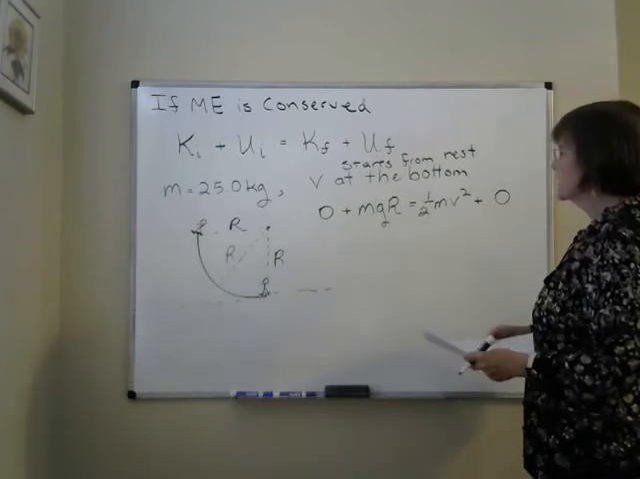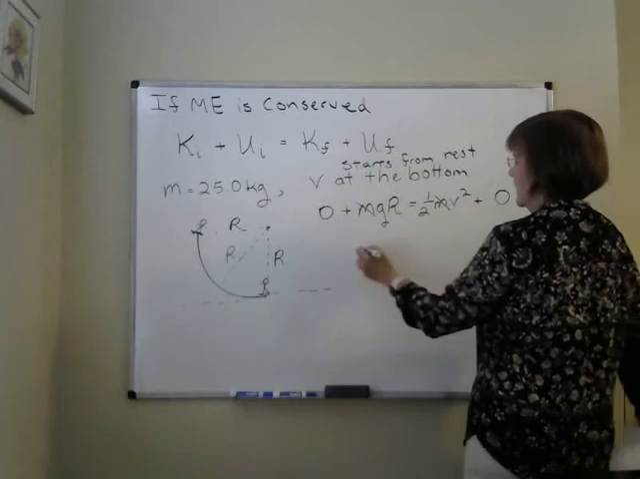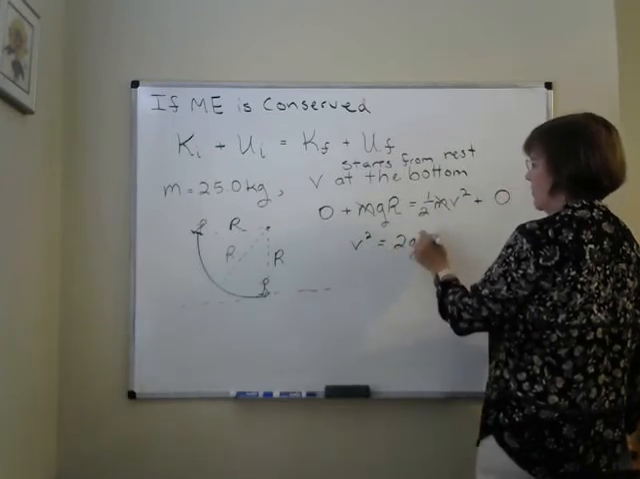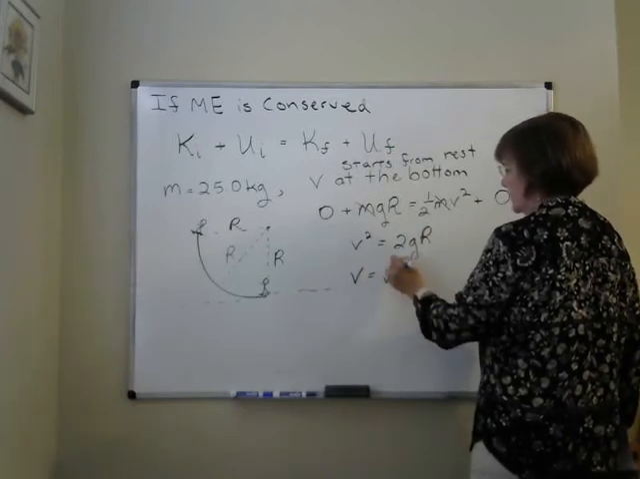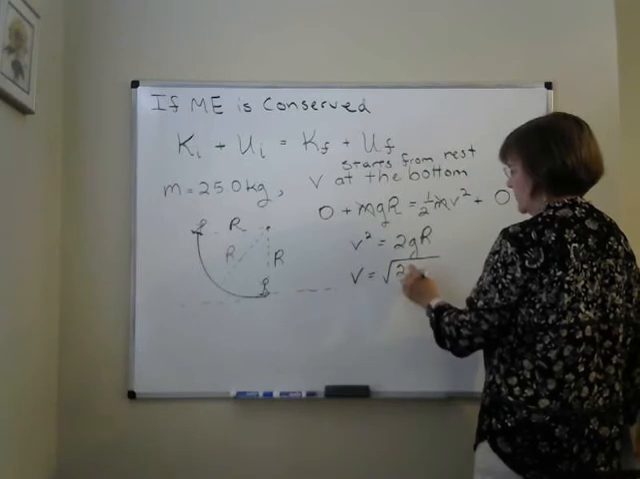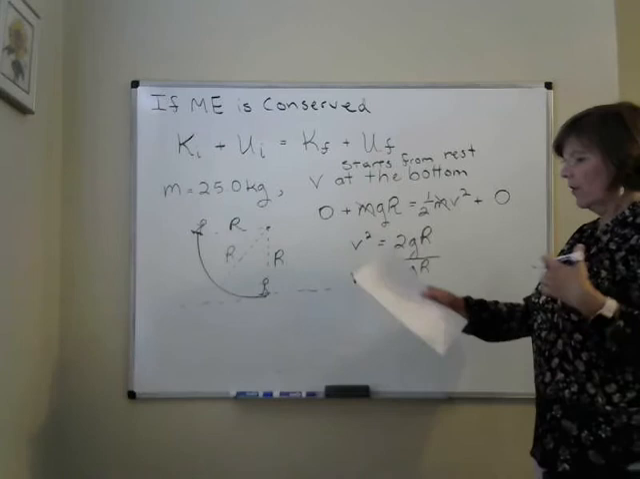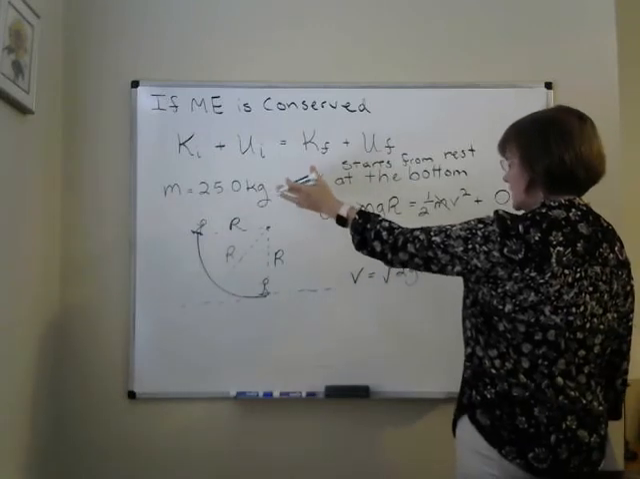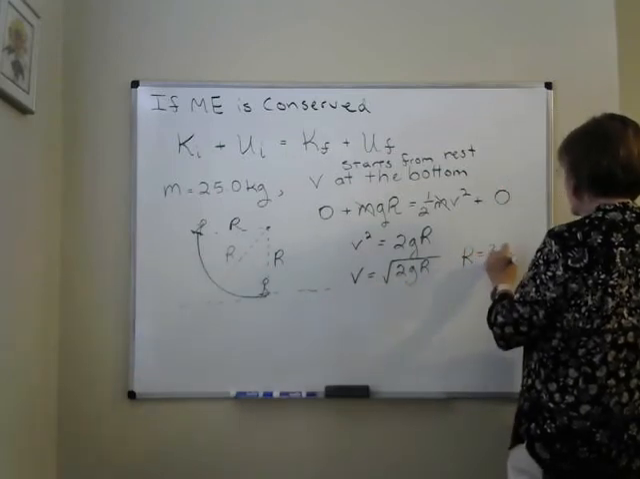So if we want to solve for V, we notice the m's cancel. We end up getting V squared equals 2gr, and therefore V is simply the square root of 2gr. They later come back and say, okay, well, if r is 3 meters, how fast will he be going? Notice it didn't depend on his mass at all. So r is equal to 3 meters.